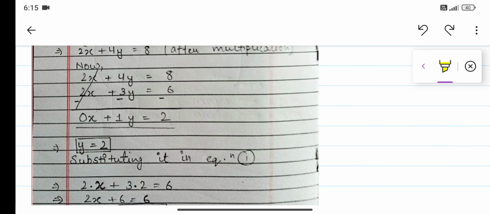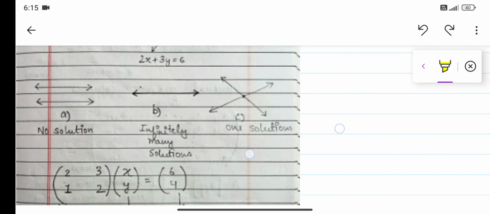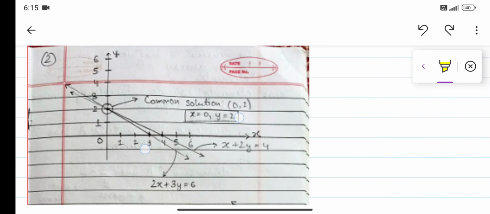And when we substitute this y equals 2 in our first equation, 2x plus 3y equals 6, we get x equals 0, right? So this is the most basic method that we have learned for solving a pair of simultaneous equations. We have simultaneous equations 2x plus 3y equals 6 and x plus 2y equals 4. Any such simultaneous equations can be solved by the elimination method, right? So now let's look at it from a geometrical point of view.